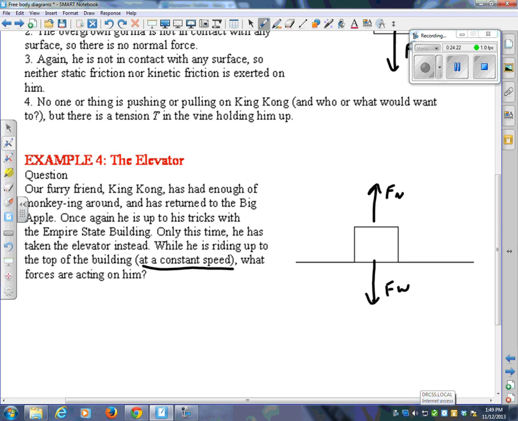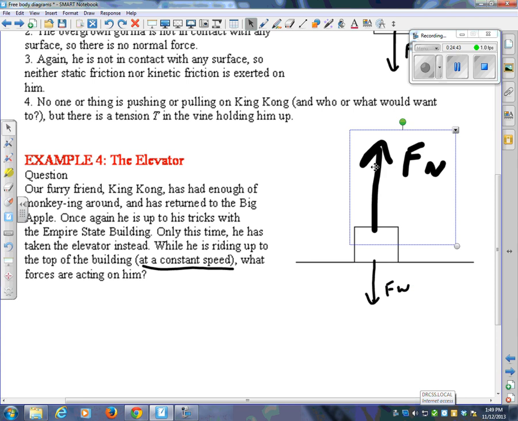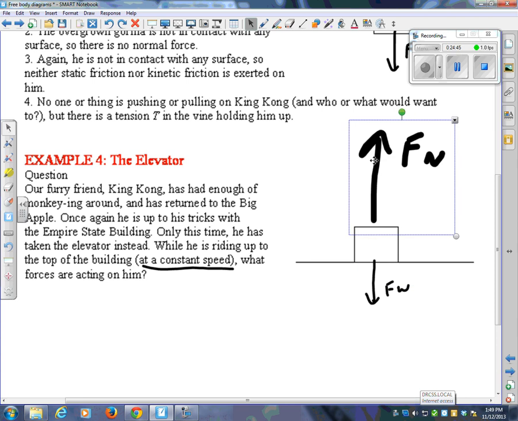Good question, Steve. What would it look like if I didn't say constant speed? What if I said he's accelerating towards the top of the building? What would have to be different? Yeah, this one would have to be bigger, wouldn't it? Because the net force has to be up, right? He's accelerating up. There has to be a net force up.